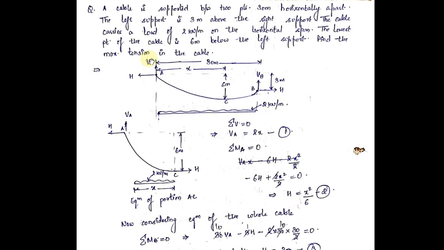So the first force is VA. So VA is acting in the upward direction. So this VA will produce a clockwise bending moment about point B. So for clockwise it is positive VA, and the perpendicular distance of VA from B point is 30. So 30 into VA, force into perpendicular distance is a moment. So plus 30 into VA.